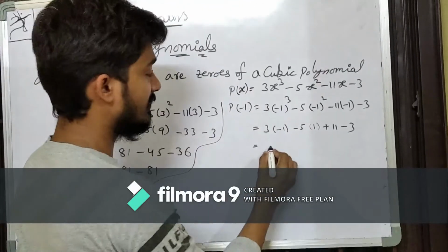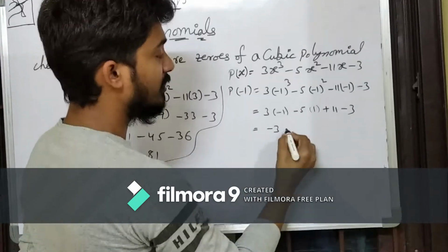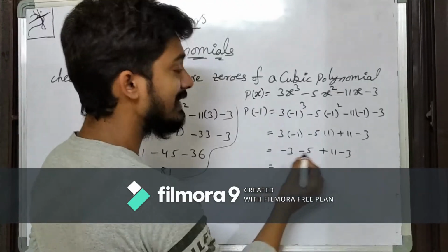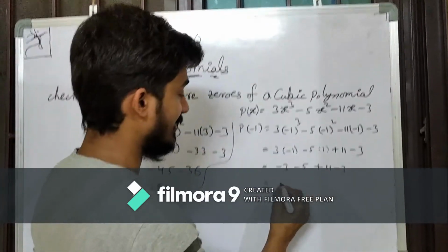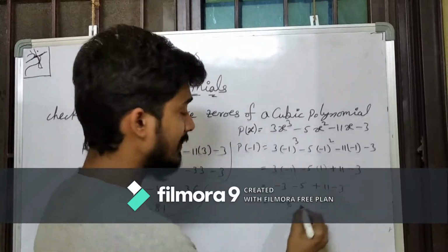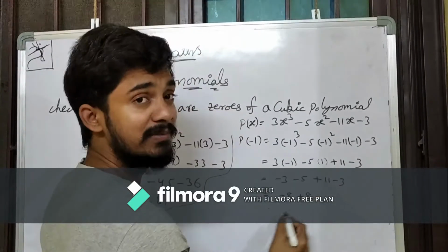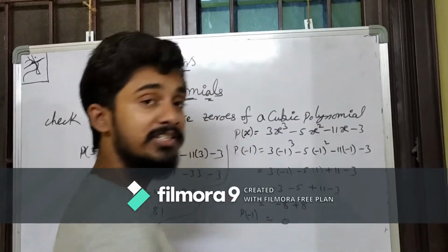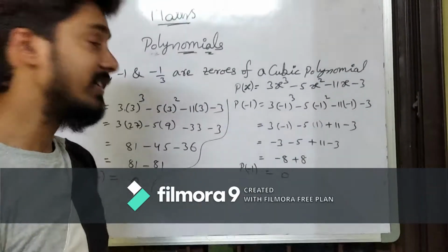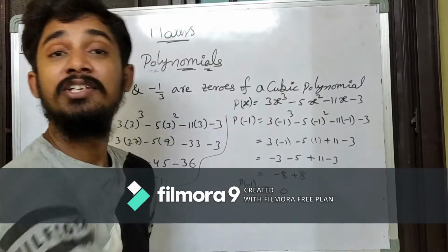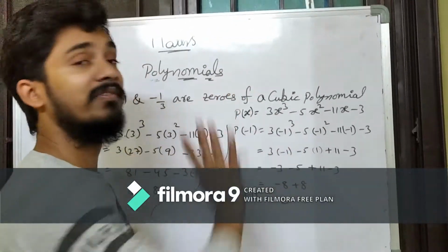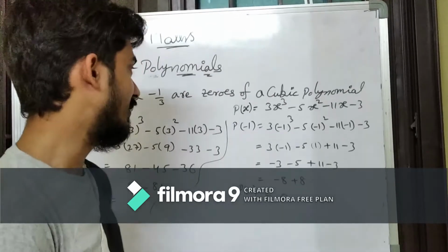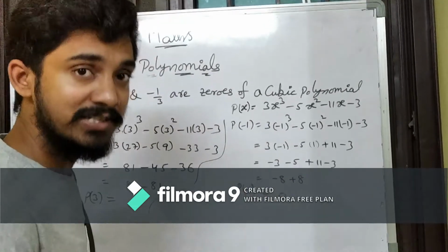Next, 3 into minus 1 is minus 3, minus 5 into 1 is minus 5, plus 11 minus 3. Minus 3 minus 5 is minus 8. Minus 8, 11 minus 3 is plus 8. Minus 8 plus 8 is 0. So P of minus 1 value is also 0. So minus 1 is another zero of the cubic polynomial P of x. Okay guys? Next one.